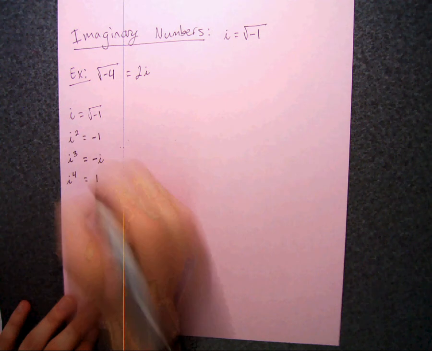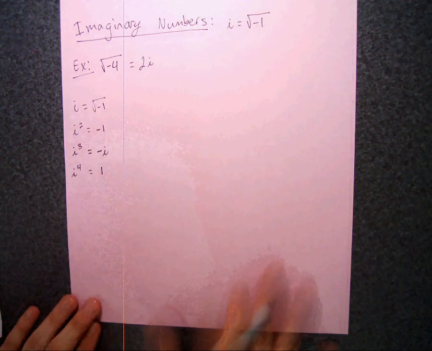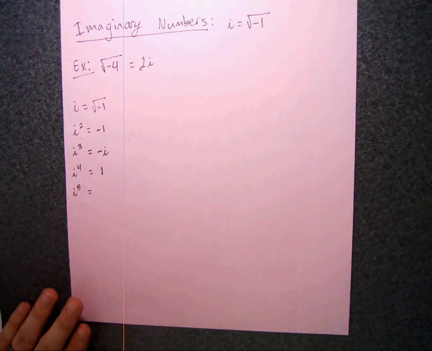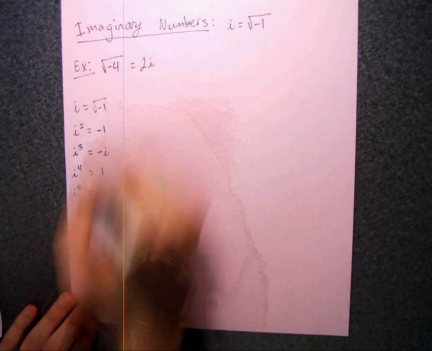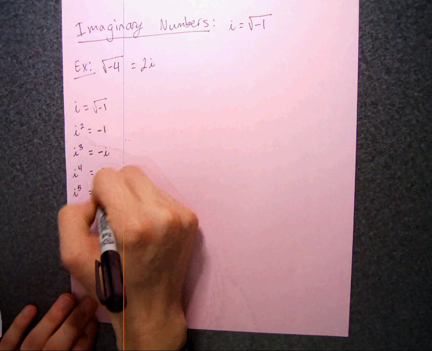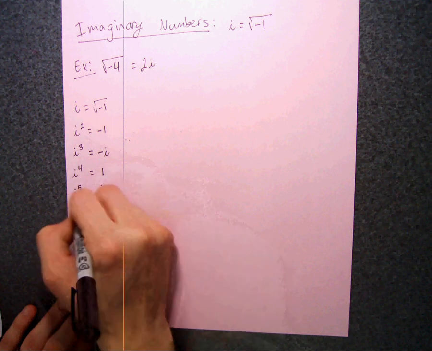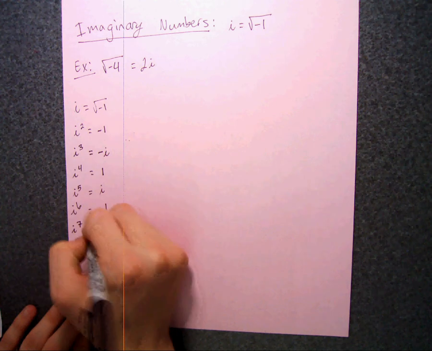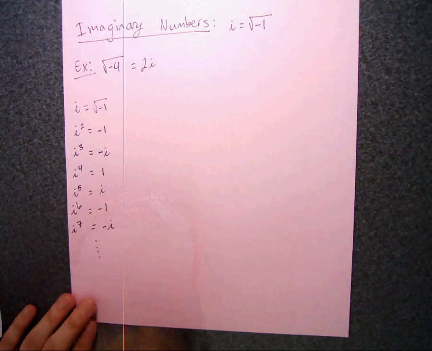Now I'm going to do one more. What do you think i to the 5th power would be? The square root of -1. Once I get through the first 4, it just repeats. i to the 5th is i, so i to the 6th is -1. i to the 7th is -i, and so on and so forth. So every 4, it's going to repeat.